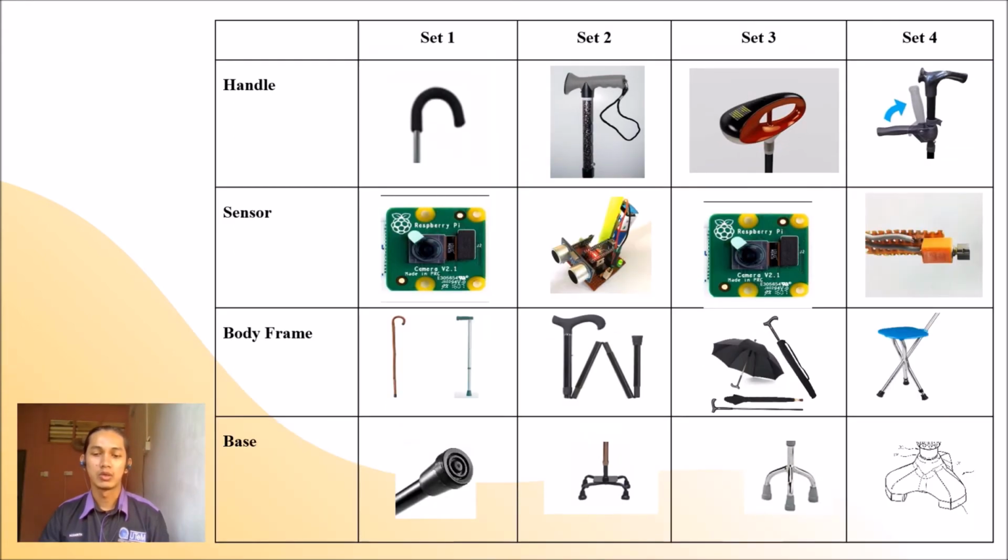After we choose the option for every criterion, we combine them and generate 4 sets of ideal concept and list them in a table. From the table of concept ideas, we must choose 1 or 2 sets and come up with 2 ideal concept designs.